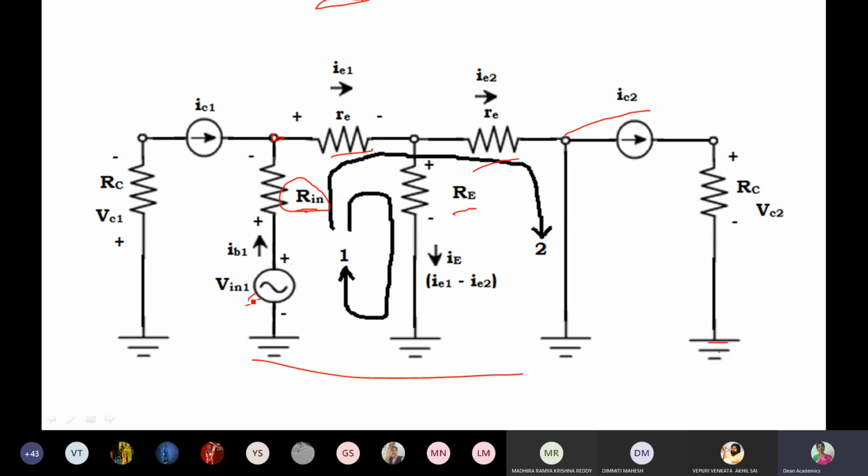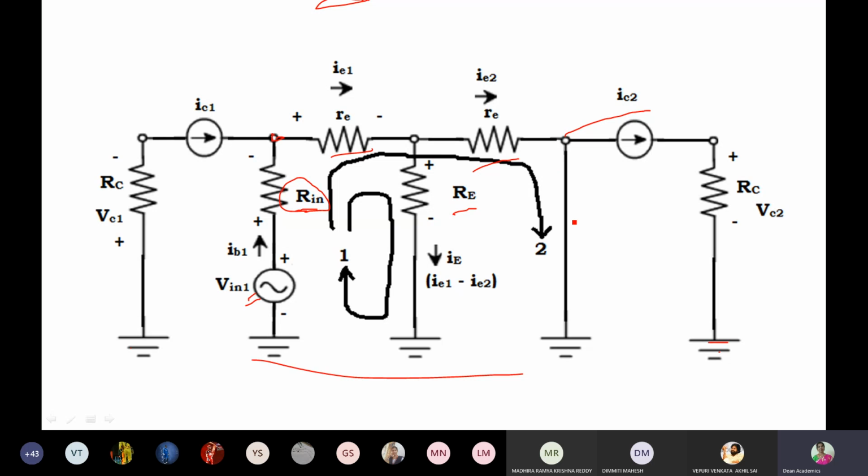So Vin1, I tried to continue with Vin1 only. Please see this circuit I have drawn, and note down this circuit. After noting down, there are some three major nodes here, three or four like that.